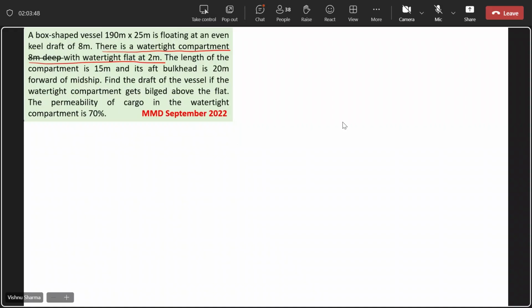There is a watertight compartment which is divided at a height of 2 meters with a watertight flat. Just that. No, but what does 8 meter deep compartment mean? The full compartment, there is a compartment जिसकी पूरी length जो है वो 8 meters deep है, but the watertightness is only until 2 meters. How can the compartment be 8 meters deep? The ship is floating at 8 meters draft. Right, she cannot be just at the deck level here. You're getting my point?